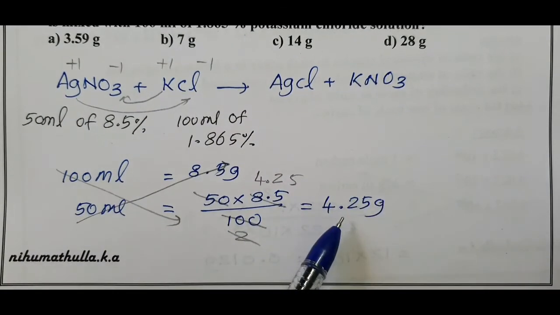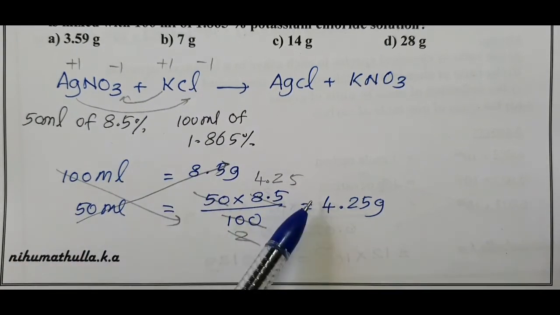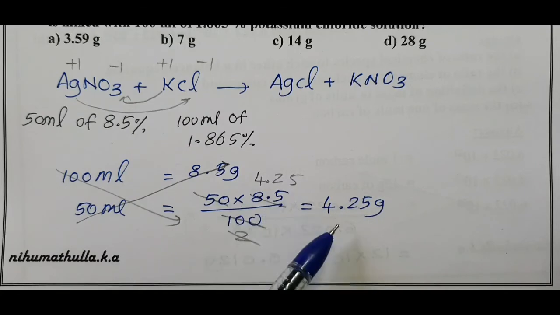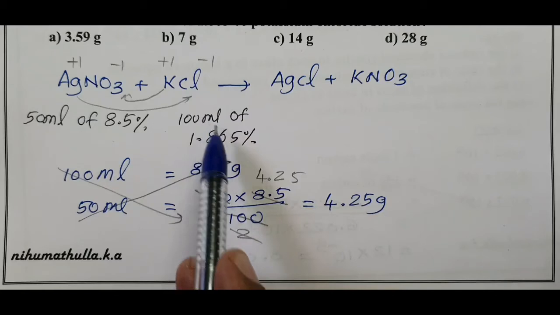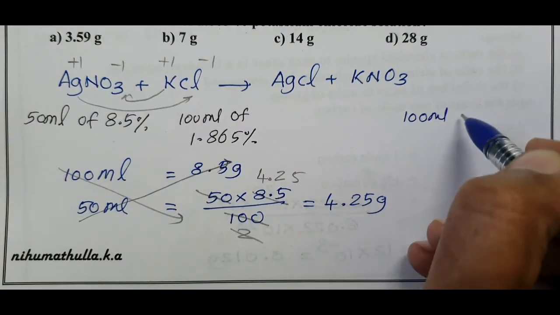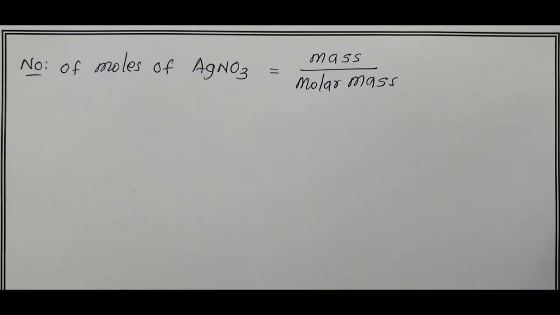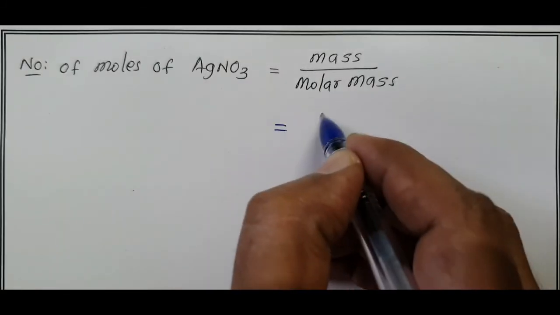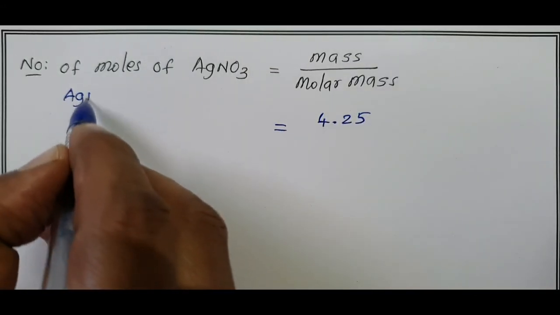Mass of silver nitrate 4.25, mass of potassium chloride 1.865. By using this, first we are going to calculate the number of moles of silver nitrate and potassium chloride. First we find out the number of moles of silver nitrate, equal to mass by molar mass. Mass is 4.25. Molar mass of silver nitrate, AgNO3, we have to find out.